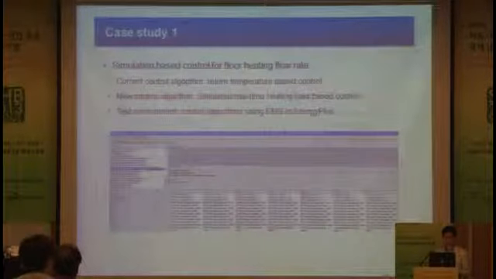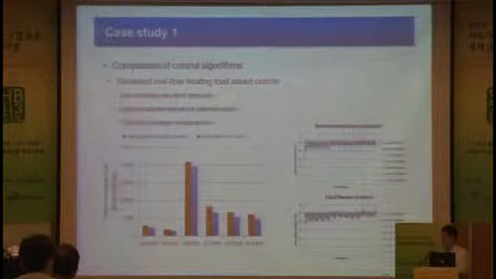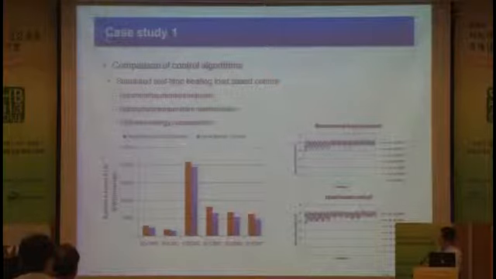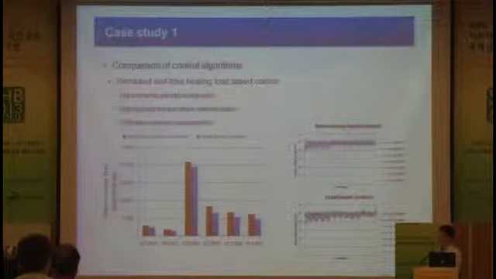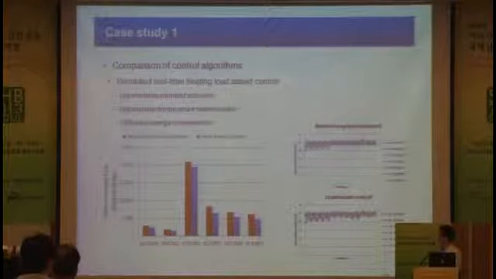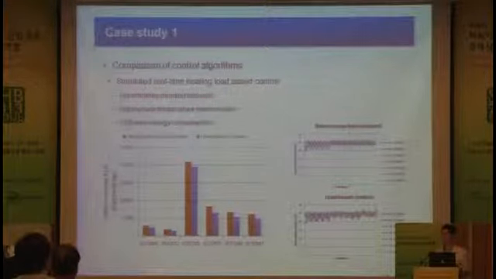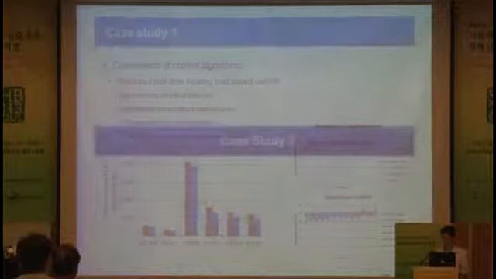So actually we ran a new control algorithm which is based on calculated heating load. We can compare it with the current algorithm, which is based on return temperature, and the new simulation-based control. As you can see, the new control algorithm can save more energy. But in terms of temperature, we don't need to compromise the temperature or summer comfort, which is good.